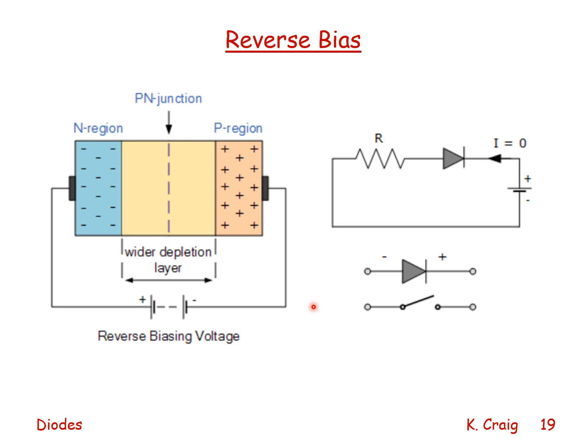When the diode is reverse biased, as we see here, the battery's positive terminal is connected to the N region and the negative to the P region. We see that the electrons move to the far left, the holes move to the far right, and the depletion layer gets wider. No current flows. When the battery is connected as shown, no current will flow, and the diode behaves like an open circuit.